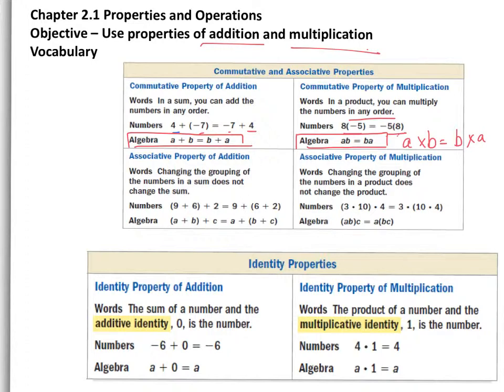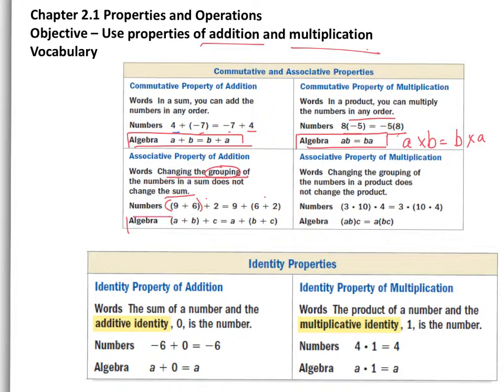The associative property of addition. In words, it means changing the grouping of the numbers in a sum does not change the sum. So a numerical example here would be 9 plus 6 plus 2. On the left-hand side, you would add 9 plus 6 first. But on the right-hand side, the numbers are being regrouped so that you would add 6 and 2 first. But no matter what you do, your final answer will still be the same on both sides.